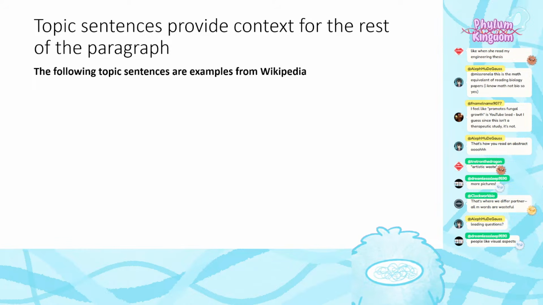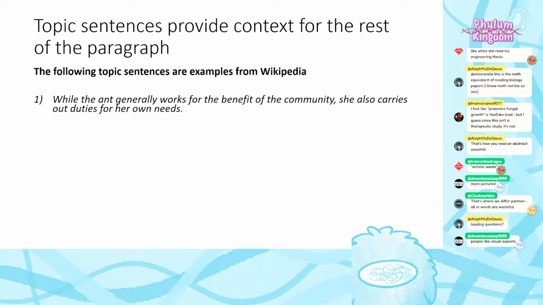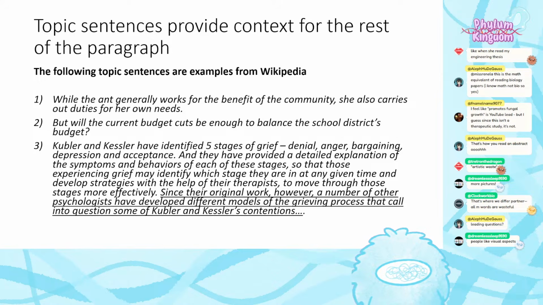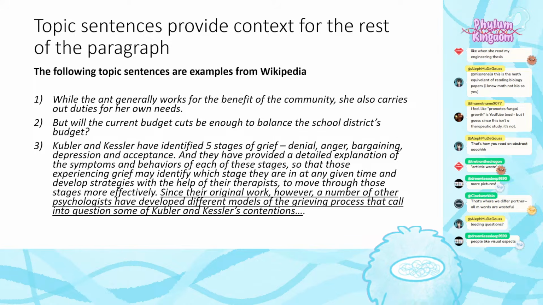So these are following examples from Wikipedia of topic sentences. While the ant generally works for the benefit of the community, she also carries out duties for her own needs. But will the current budget cuts be enough to balance the school district's budget? And this is a long one, but I do like this one for a different reason. Kubler and Kessler have identified 5 stages of grief: denial, anger, bargaining, depression, and acceptance. And they have provided a detailed explanation of the symptoms and behaviors of each of these stages so that those experiencing grief may identify which stage they are in at any given time and develop strategies with the help of their therapists to move through those stages more effectively.